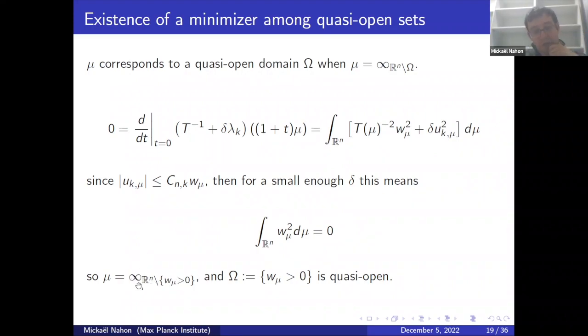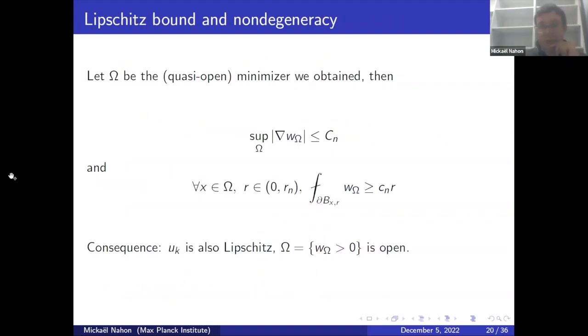And so as a consequence, we get that mu is either infinity or 0, and that the domain of mu, which is basically the place where the torsion function is positive, for now is not an open set, it will be right after. For now it's just a quasi-open set. Okay. So now this one I will not detail, but basically once we have a quasi-open minimizer, we can say that the torsion function is Lipschitz and it's non-degenerate.